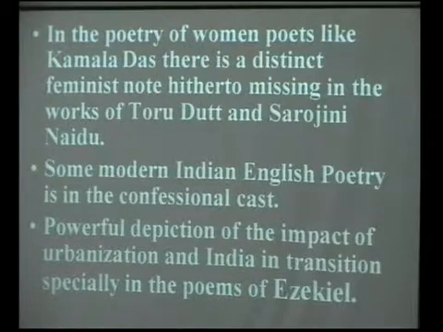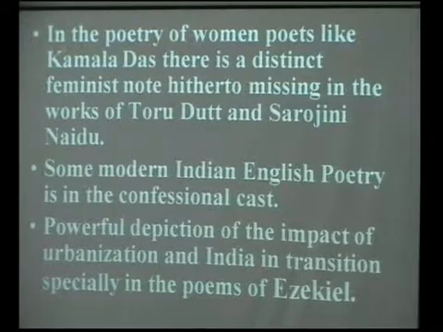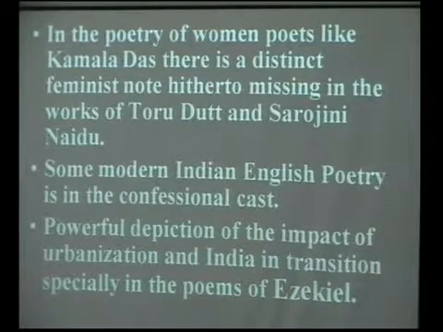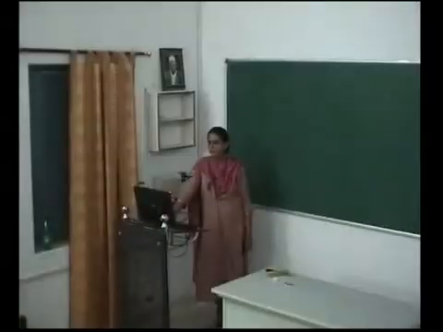Powerful depiction of urbanization, India in transition, we find in the poems of Ezekiel. Ezekiel as in Nissim Ezekiel. Other important poets we need to mention at least are Dom Moraes, Nissim Ezekiel as we just mentioned, P. Lal, Kamala Das, A. K. Ramanujan is an important name, R. Parthasarathy also, Suniti Namjoshi and Jayanta Mahapatra. They have done a lot for English and Indian poetry, each in his or her own way.